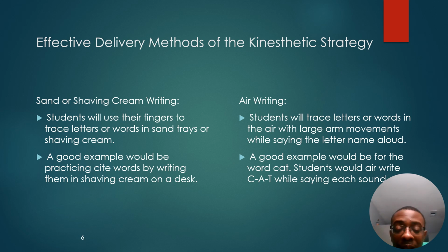Air writing is also another way to use the kinesthetic strategy. Students will trace letters and words in the air with large arm movements while saying the letter name out loud. A good example would be the word cat. Students will air write C-A-T while saying each sound. K-A-T.